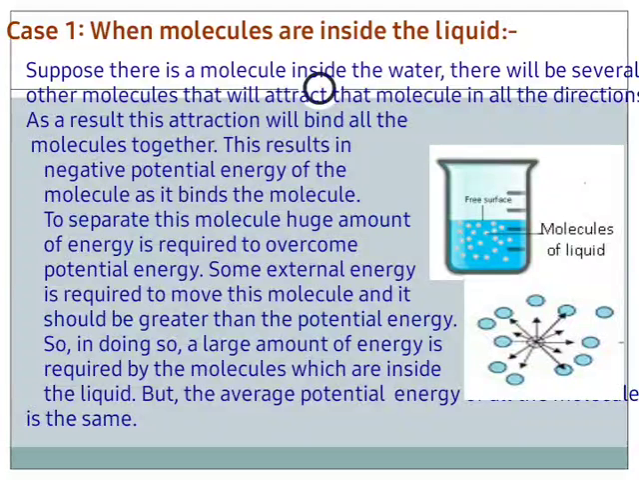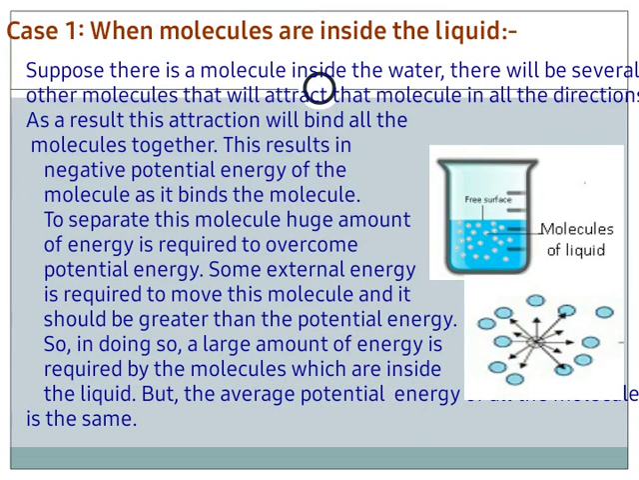Let us look into two cases: when molecules are inside the liquid and when the molecules are at the liquid surface. First case is when molecules are inside the liquid. Suppose there is a molecule inside the water. There will be several other molecules that will attract that molecule in all directions. As a result, this attraction will bind all molecules together. So, the liquid stays together because of this attraction between the molecules.